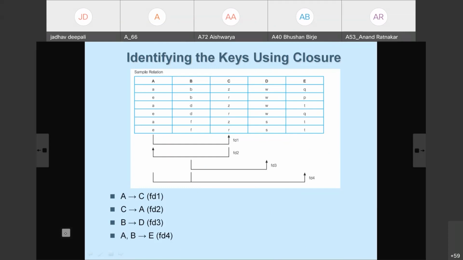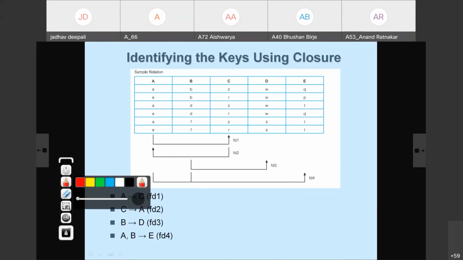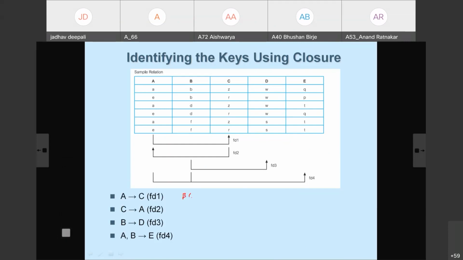If we consider BC together, normally the determinant is used, but if I use BC closure, we identify BC in the result, B in the result, so D in the result: B, C, D using the functional dependency. C is in the result, so A is in the result: A, B, C, D. Now AB is in the result, so E is in the result: A, B, C, D, E. In this way, BC is also a super key.